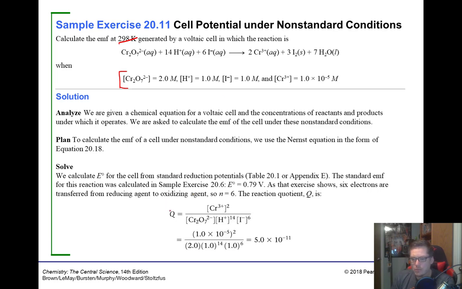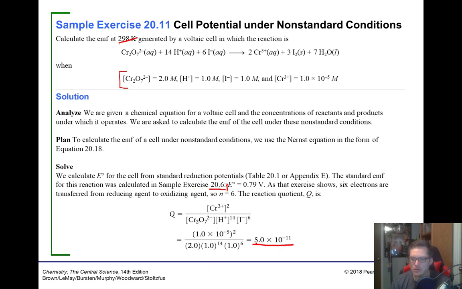So we find the Q value. Remember, Q would be equal to this right here. For your equilibrium constant, you put products over reactants, and you don't include anything that is a solid or a liquid. You raise things to their coefficients, so the chromate becomes squared because it's 2 right here. The dichromate is to the 1 power because it's just one of them. Hydrogen goes to the 14th power, and iodine goes to the 6th power. We've got these new concentrations they give right here, so we plug them in, and we get a Q value of 5 times 10 to the minus 11th. Now we also need our standard potential, and we calculated that in exercise 20.6.